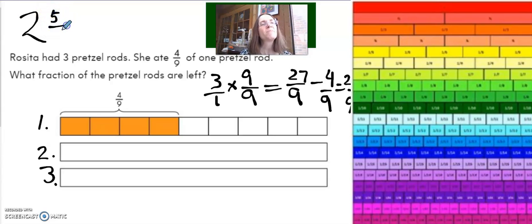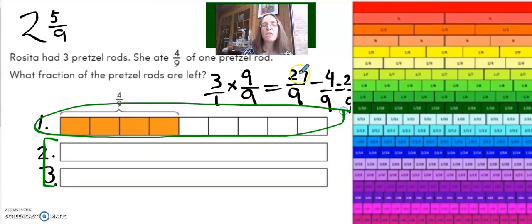But some of you might be saying, Miss Foster, why'd you make that so hard on us? We could do it a different way. And I'm going to tell you, yes, you can. So let me tell you a different way. Maybe I don't want to even break these up. Maybe I just want to deal with 1 broken pretzel rod. So then I could say, well, I know I'm going to have 2 whole pretzel rods, but I'm just going to take this 1 and divide it into ninths. And then I'm going to take 4 of them away.